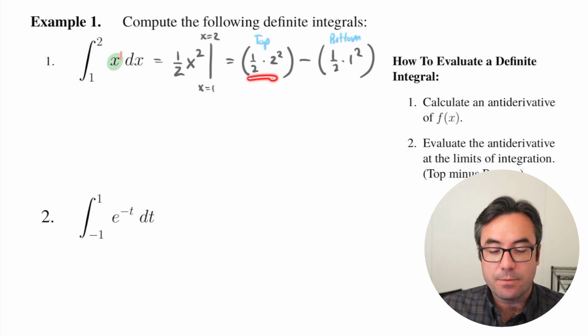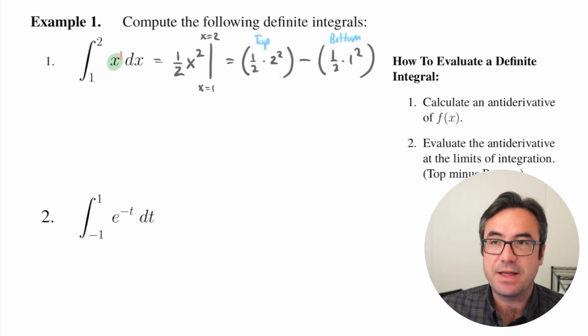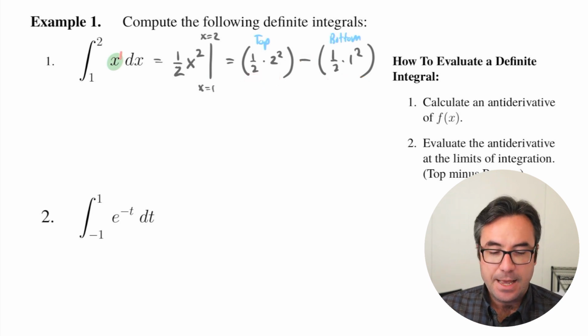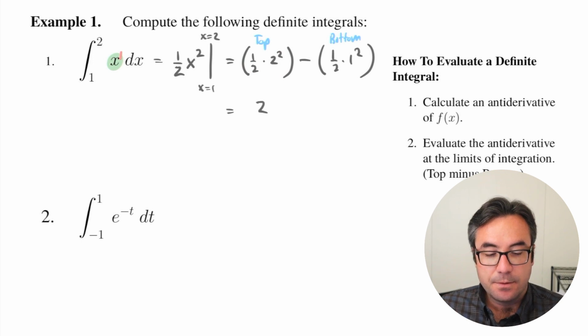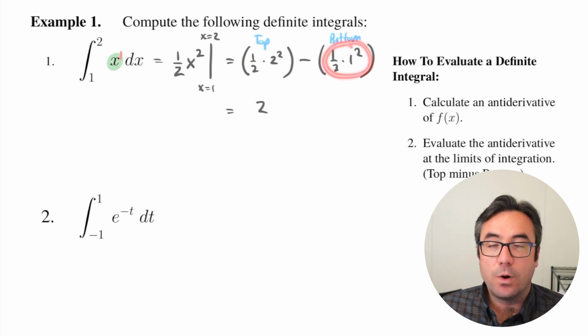And again, the order matters here because we have that subtraction in the middle. And then if we clean this up, simplify, we end up with 1/2 times 4, which is 2. And then over here we end up with 1/2.